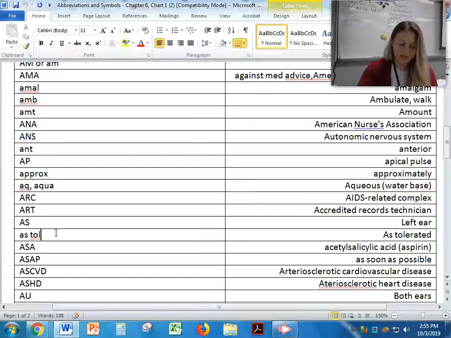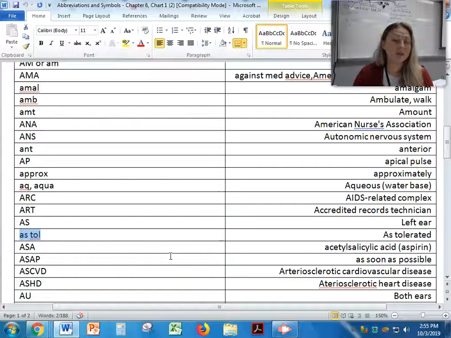As tolerated. So you can give medications where maybe it's important for them to have more of it, but it may be really hard on their digestive tract, maybe really hard on their cardiovascular system, and maybe their dosage depends on how much they can actually tolerate. So tolerate is put up with. How much can they deal with? That sort of thing.